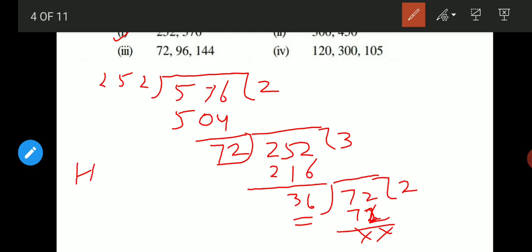So you can write HCF is equal to 36 as your answer. Now come to the third part. What happened in the third part? That is your third part. There are 3 numbers: 72, 96 and 144. So first 96 divided by 72.